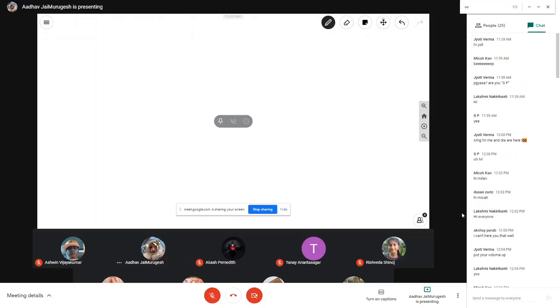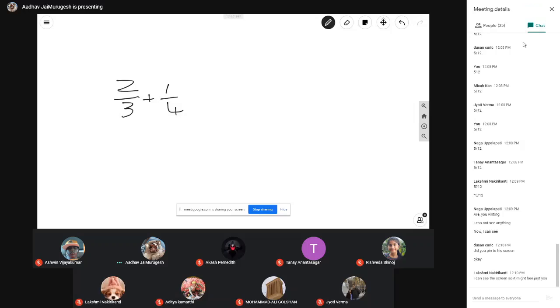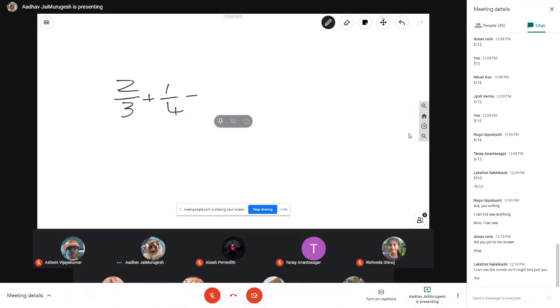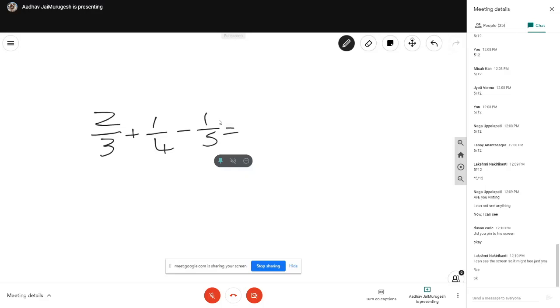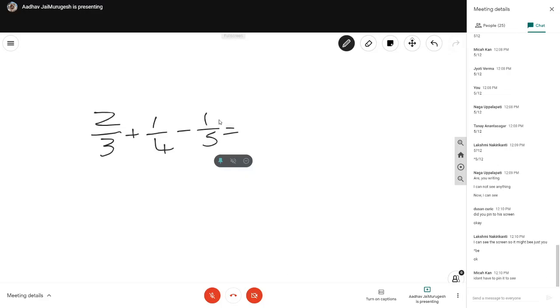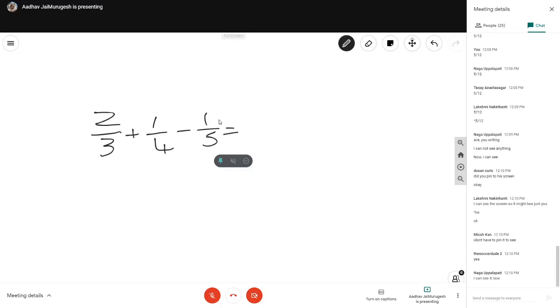Now we're going to review how to add or subtract three fractions. Our first review problem is 2/3 plus 1/4 minus 1/5. I'm going to give you a little more time because this one has more steps involved.